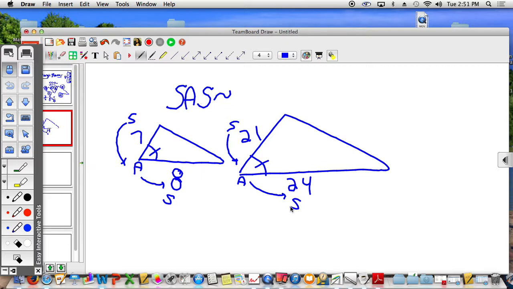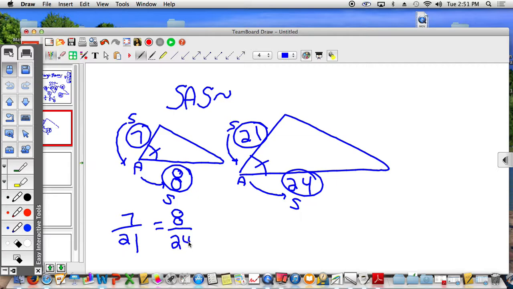So if you take 7 and you divide it by 21, this 7 divided by that 21, do you get the same thing if you take 8 and divide it by 24? Is that a true statement? Is 7 over 21 exactly the same thing as 8 over 24? Yeah, I think you get a third. And you get a third. So that is a true statement. So those triangles would be similar by side angle side.